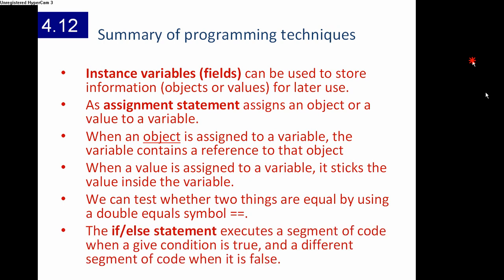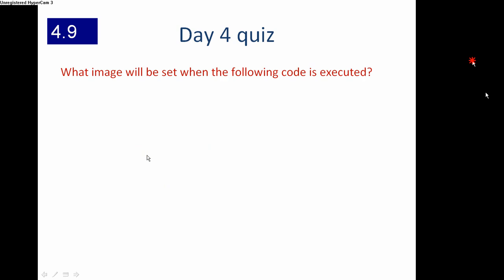We can test whether two things are equal by using the double equal symbol, which is known as the comparison operator. The if-else statement executes a segment of code when a given condition is true, and a different segment of code when it is false.